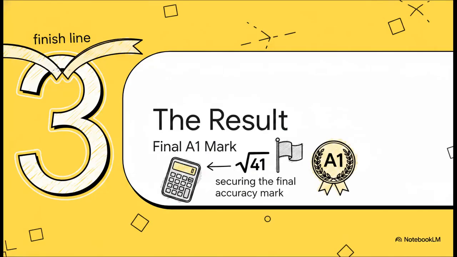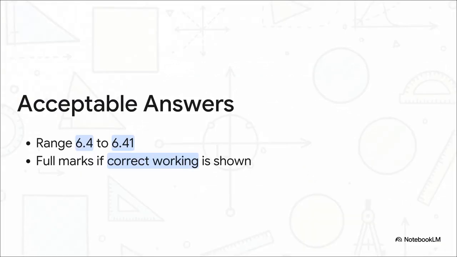Moving to the final stage, the result, and securing that final A1 mark. We are literally at the finish line now. We figured out the square of our distance is 41, right? So we simply punch the square root of 41 into our calculator. That pops out a long decimal that starts with 6.4031 and so on. But remember that crucial detail from the prompt? The question explicitly asked for one decimal place. According to the mark scheme, the acceptable final answers are anything in the range of 6.4 to 6.41. That means writing 6.4, 6.40, or even 6.403 are all valid pathways to full credit.